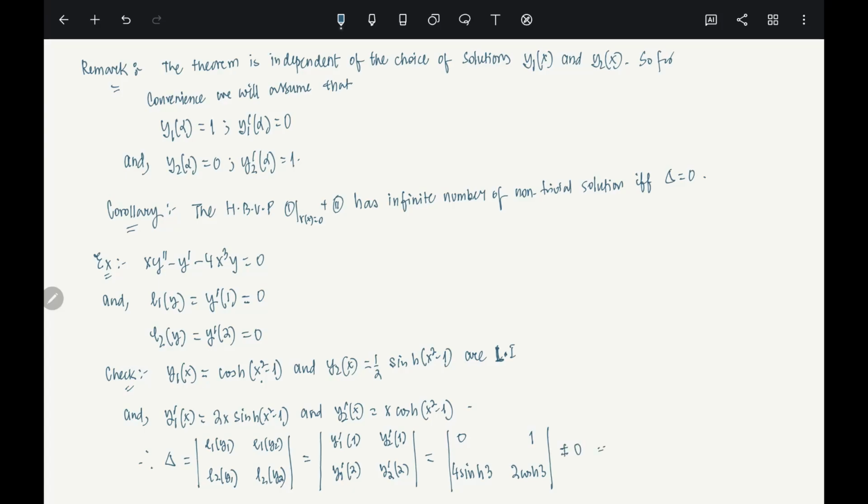So therefore, this problem, let's call it 3, admits only the trivial solution. There is no other solution. Is this okay? So we can prove this part.